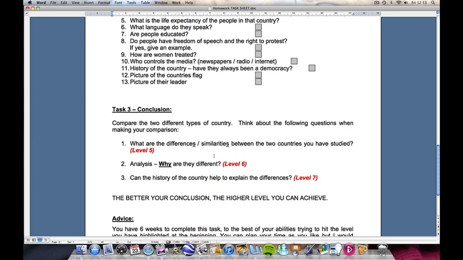It's only when we get onto the conclusion and the analysis that we start developing the high level 5s, the level 6s and the 7s. The better your conclusion, the deeper your analysis, the greater number of examples that you have compared, the higher the level that you can achieve.